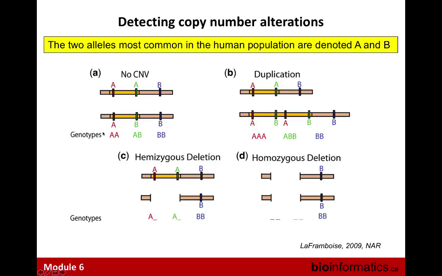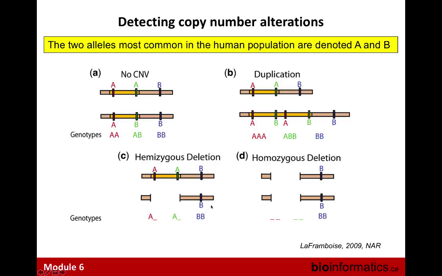So here we see in the case of no copy number aberration, these three positions have a particular genotype: AA, AB, and BB. When we have a duplication, we can see a change in that genotype. So if we duplicate the AB locus, we go from double A to triple A. We maintain BB, but now we add a second B. So we've added a second B and a second A.